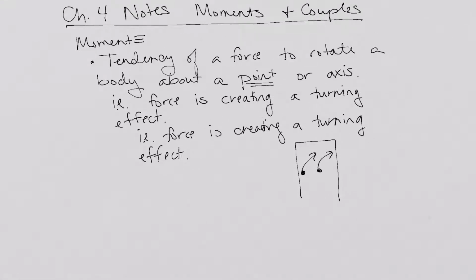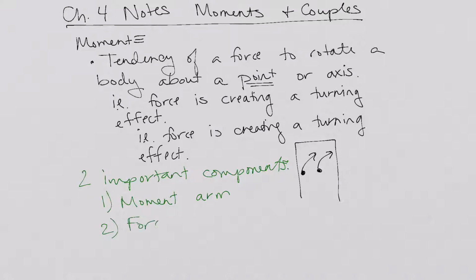The two important components of a moment are the moment arm, which I just mentioned, and the force. And for these moments, you also have to have magnitude, distance, point, and units. So there's a lot for us to know about these.